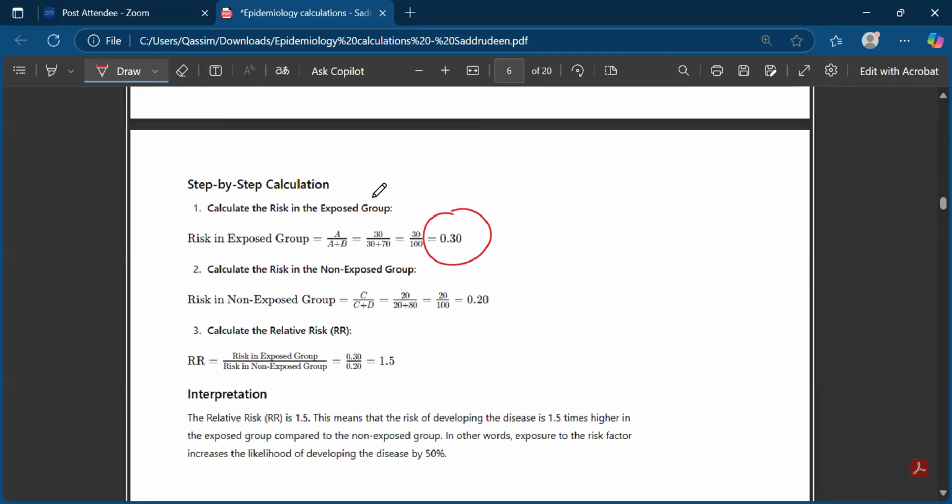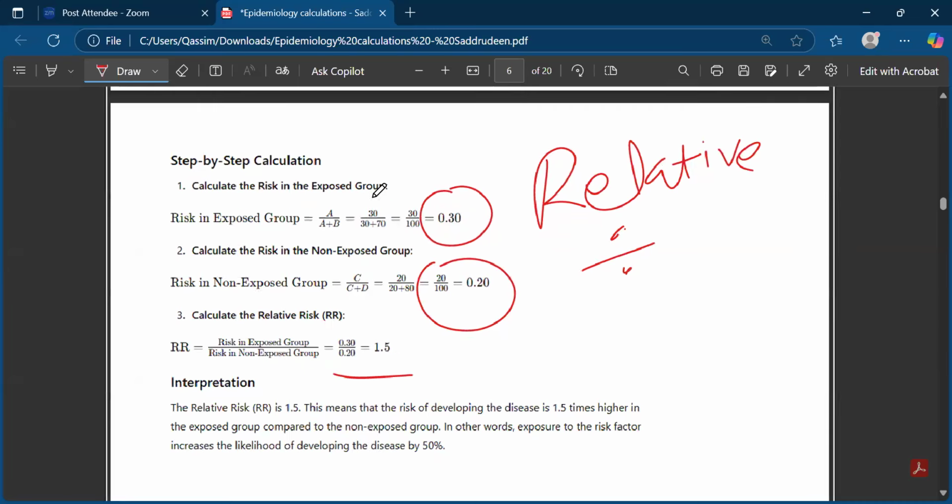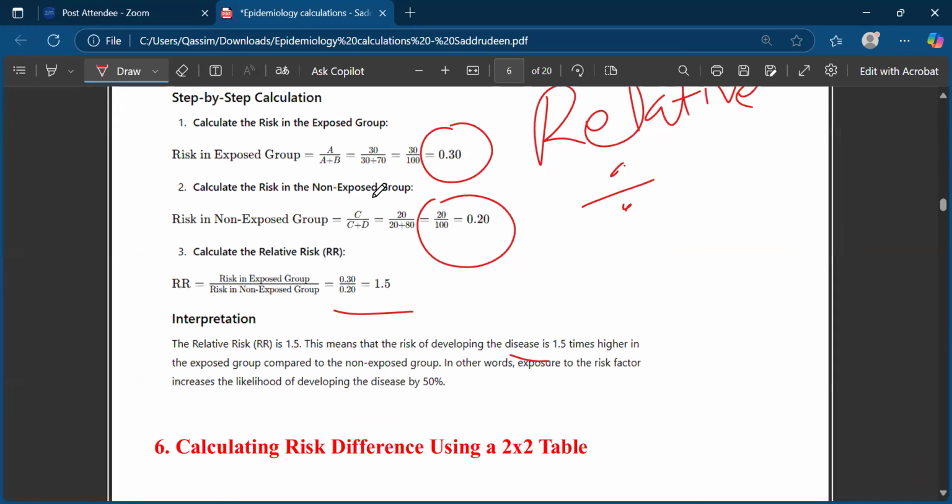You can see they divided 30 over 100. They got 0.30. Then they divided 20 over 100. They got 0.20. And remember, when you're told to do relative, you just remember the concept of division. Okay. So they divided, then they got 1.5. So it means the risk of developing the disease is 1.5 times higher in the exposed group compared to the non-exposed group. So in other words, exposure to the risk factor increases the likelihood of developing the disease.